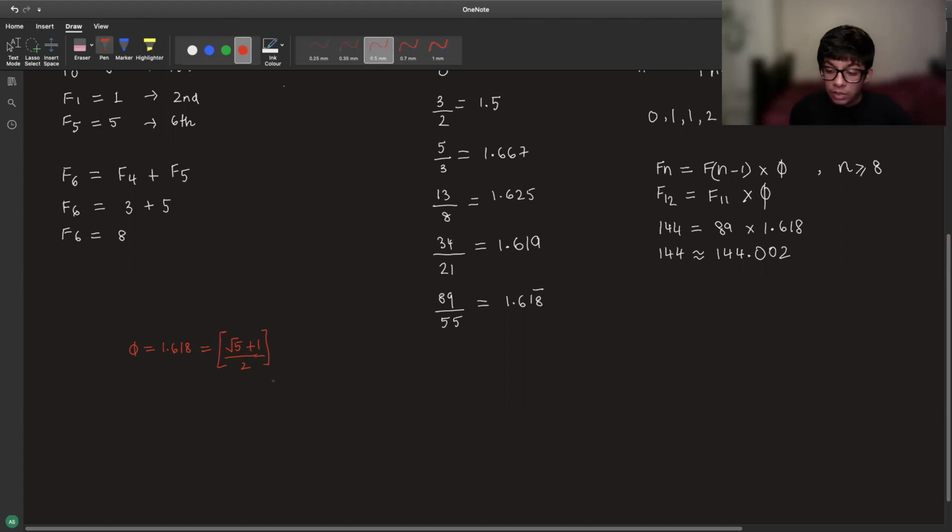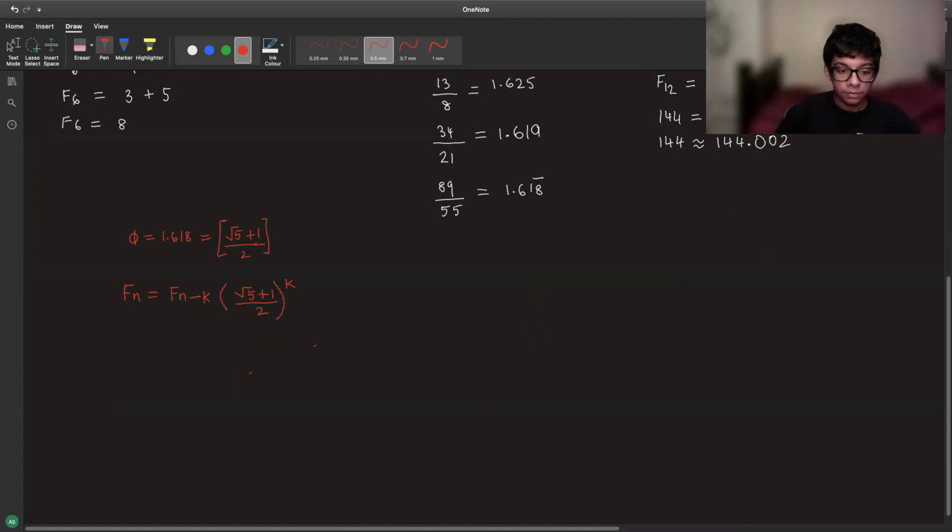Now, we can also plug this into an equation to get a better understanding of finding bigger numbers in the Fibonacci sequence. To do that, we say f(n) equals f(n-k) multiplied by ((root 5 plus 1) over 2) raised to k. Okay, in this case, k is some constant, which is the difference between n and a small number in the Fibonacci sequence whose value we already know. Let me give you an example.